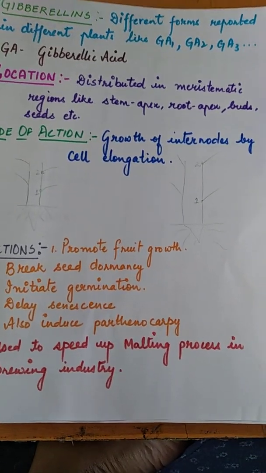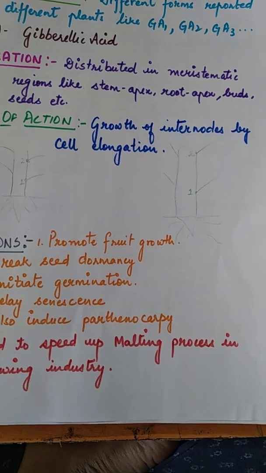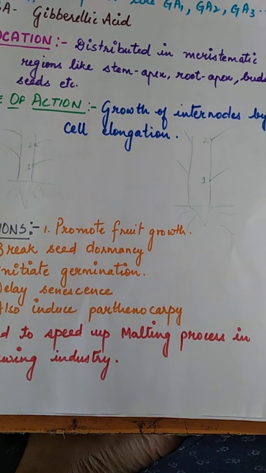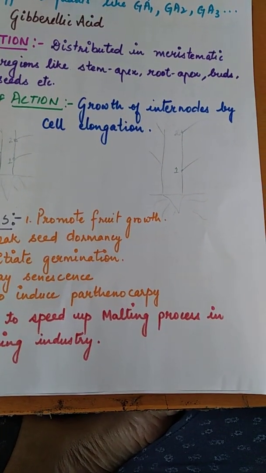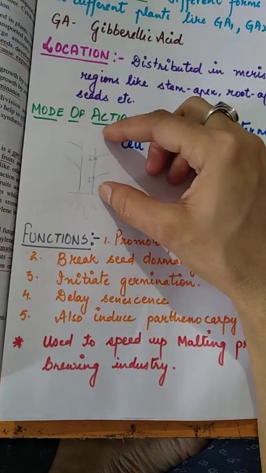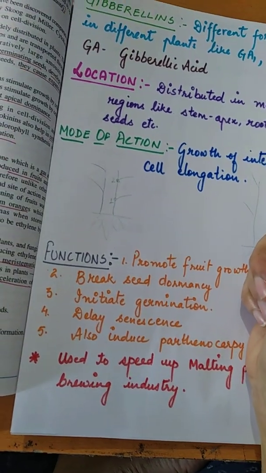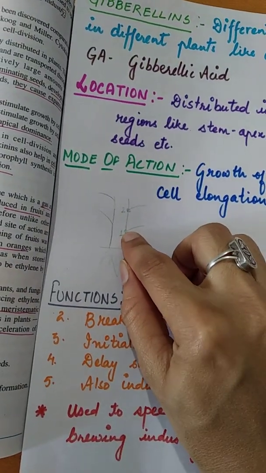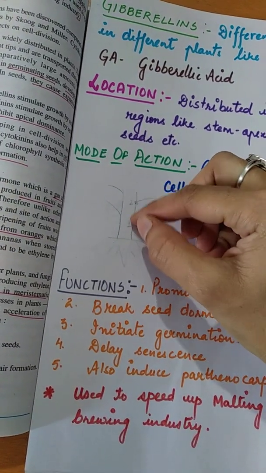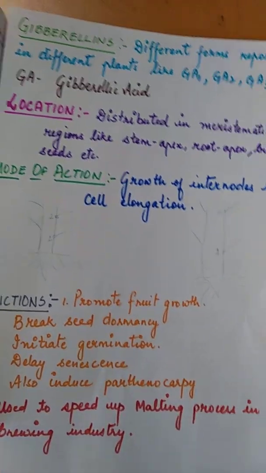Now, what is the mode of action of this hormone? So the mode of action of these hormones is the growth of internodes by cell elongation. Well, cell elongation we have seen in auxins also, that they stretch the cell wall and the cell elongates. But here, how does the plant grow? Well, if this is a tree, a number of branches are present on a tree. What is an internode? Well, one branch arises from one node and the other from the other node. The distance, the space between these two nodes is known as internode.